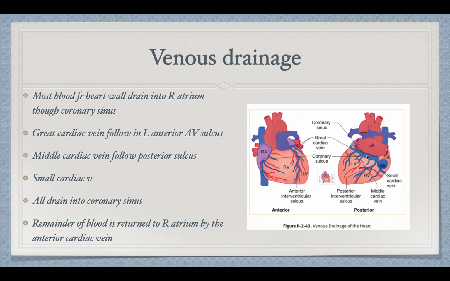And the remainder of the blood is going to be returned to the right atrium by the anterior cardiac vein. So whatever has not been drained by the posterior and the middle is going to be drained by the anterior and the small cardiac veins.